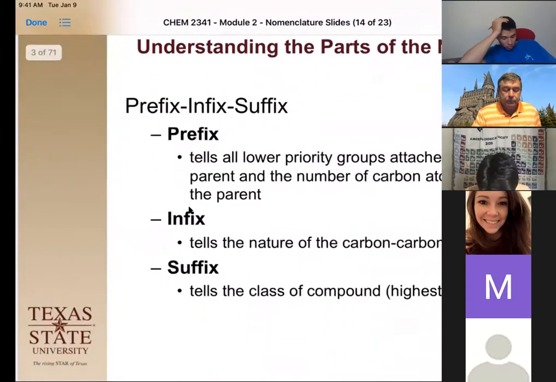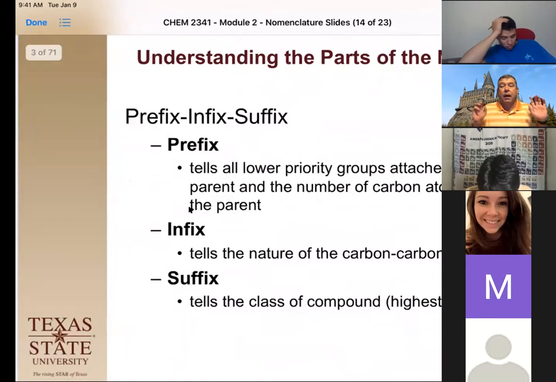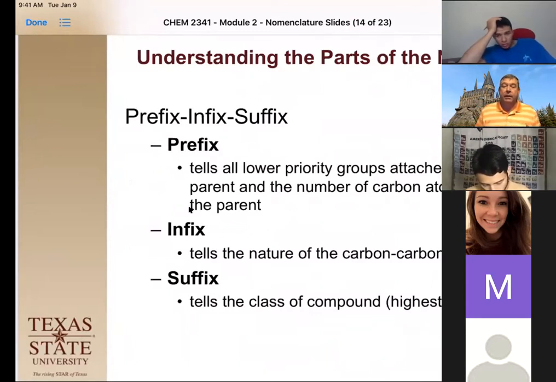Okay, I used to just say, well, let's start with hydrocarbons. Well, no, I want to start with understanding the different parts of the name. Chemical names get really, really long, so we have to start thinking about which part of the name tells us what thing. So I want to break each chemical name down into 3 things.